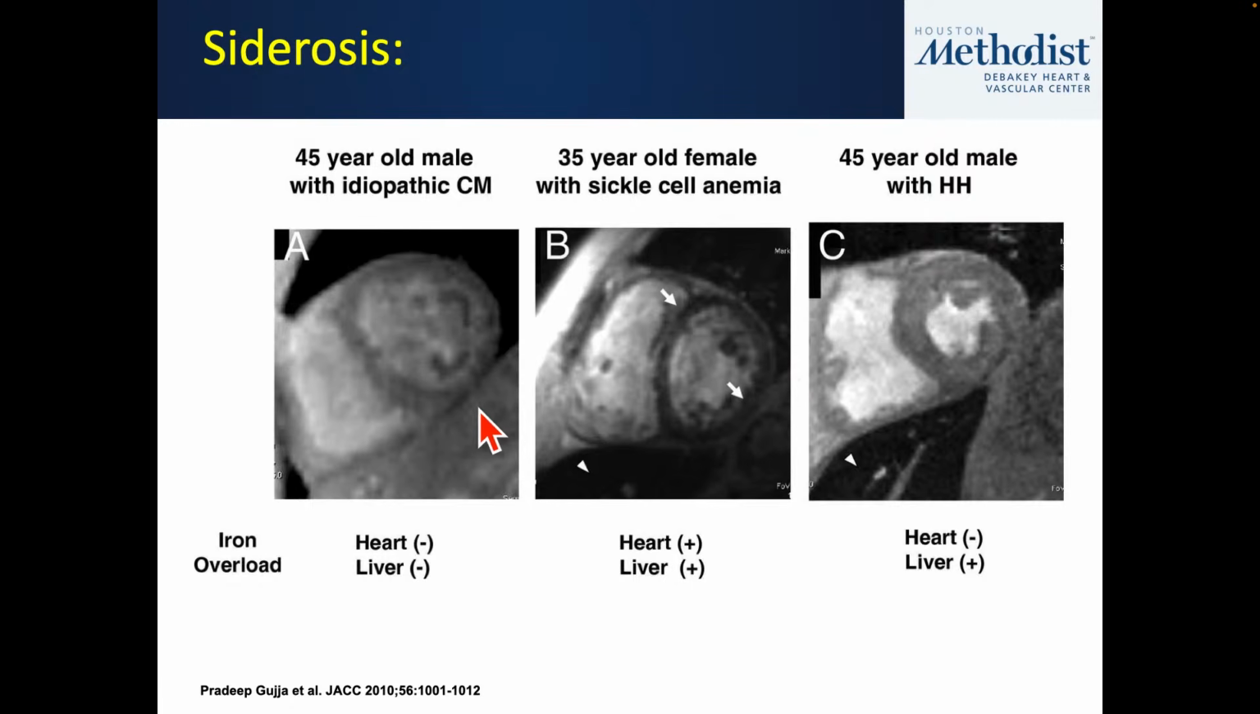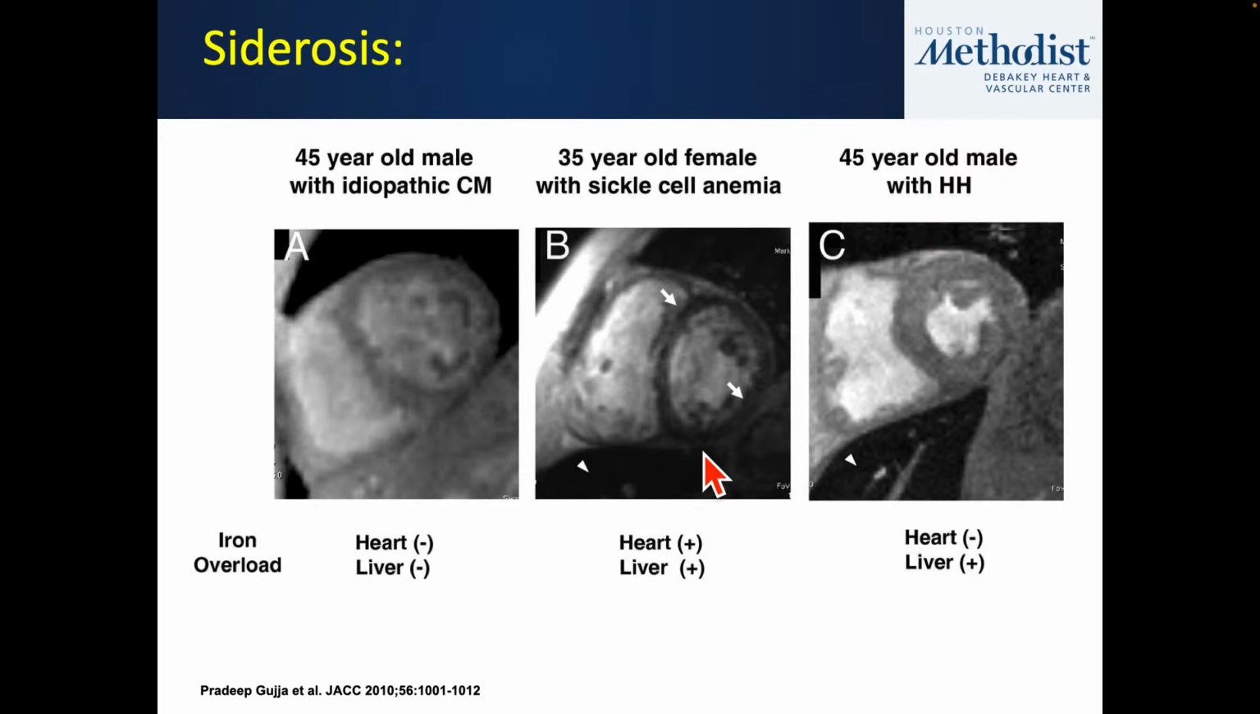So here's a patient on the left-hand side, a 45-year-old who has an idiopathic cardiomyopathy. In this patient, we can see both in the myocardium as well as in the liver, neither of these areas show a very dark prominence, suggesting that there's not iron overload in these. And I'll show you how, with the newer technique, you can actually quantify the extent of iron.